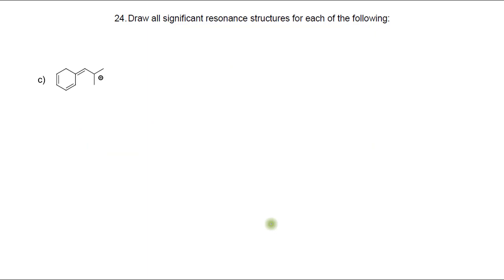All right, we have another resonance structure drawing. I have a positive charge. So this one indicates, because there's a deficient electron pair, this one is sp2. And the other sp3 carbons are here. This is sp3. This is sp3. This is sp3.